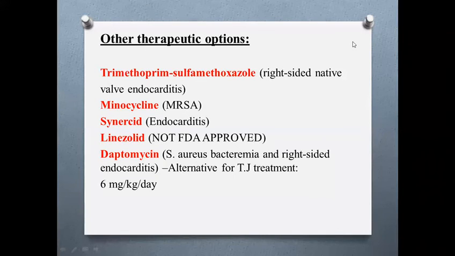Now we're going to discuss other therapeutic options like trimethoprim-sulfamethoxazole, which is used for right-sided native valve endocarditis, minocycline, that is for MRSA, and linezolid, that is not FDA approved. As an alternative treatment, we can give daptomycin for Staphylococcus aureus bacteremia and right-sided endocarditis, which is about 6 mg per kg per day.